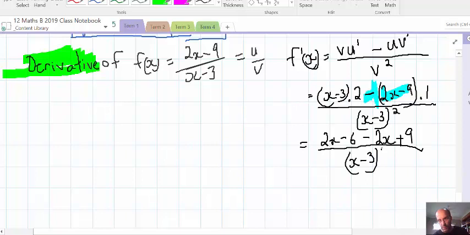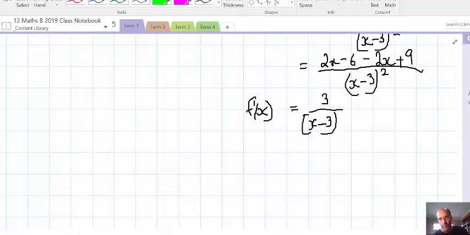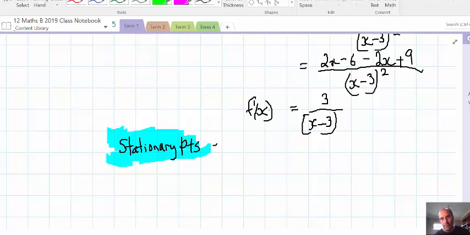Okay? No point expanding the denominator. It's already factorized, and factorized tends to be the preferred way. So leave the denominator alone, you're wasting your time. Okay, 2x take 2x is 0, and -6 plus 9 is 3. So the derivative is 3 over (x minus 3) all squared. Okay, so that's f dash of x, and it tells us some great things, that derivative, if I can write properly. Sorry about that.